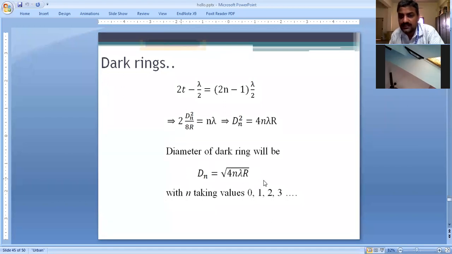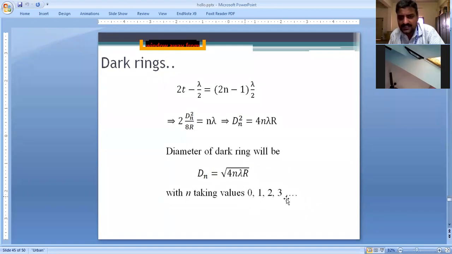So this is regarding the dark fringe, and here my n is starting with n equal to 0, etc. Of course, the 0th order fringe we may not be able to see. We will be taking n equal to 1, 2, 3, etc. Even if you have 0, it has no physical significance here. We'll be taking n equal to 1 only.